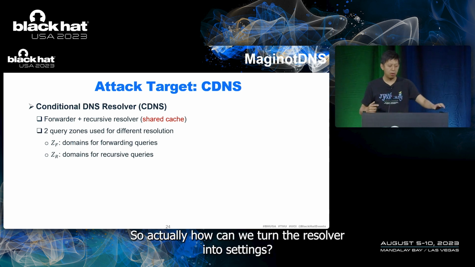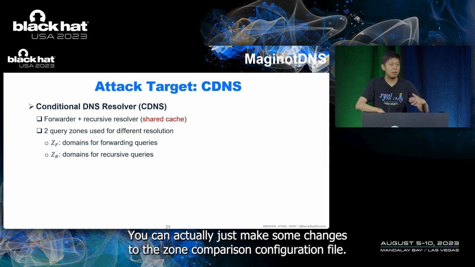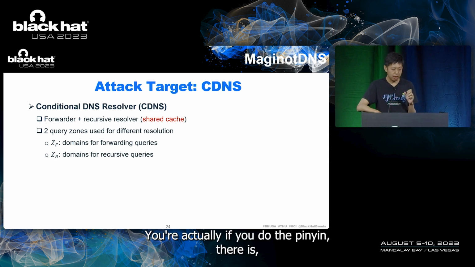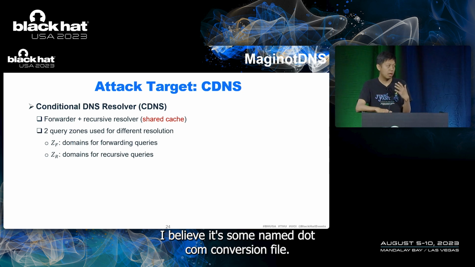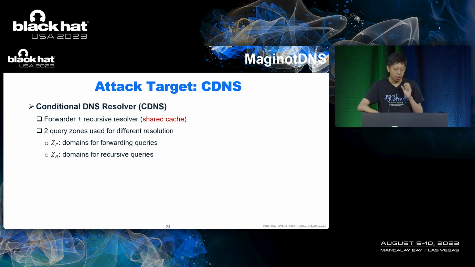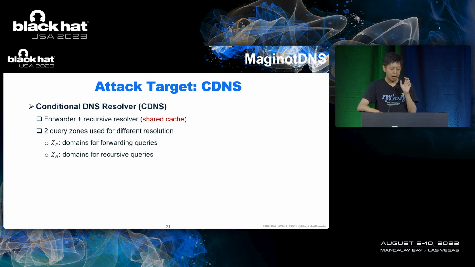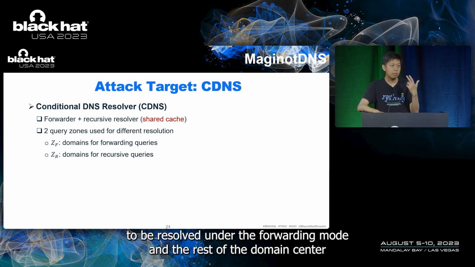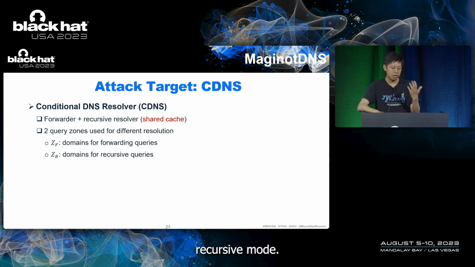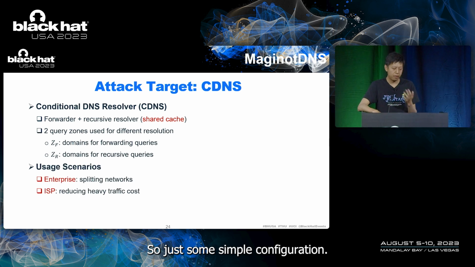So how can we turn a DNS resolver into a CDNS? You can just make some changes to the query zone configuration file. If you use BIND9, I believe it's the named.conf configuration file. There's a section regarding the query zone, and you can specify certain domains to be resolved under the forwarding mode, and the rest of the domains under recursive mode. So just some simple configuration.